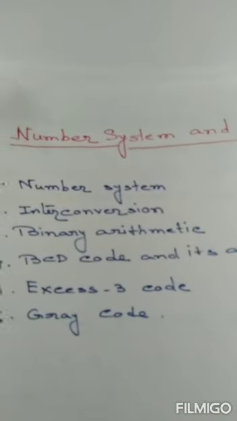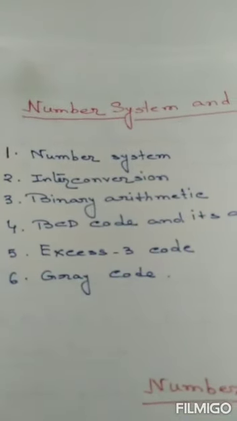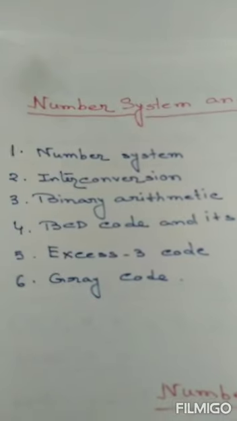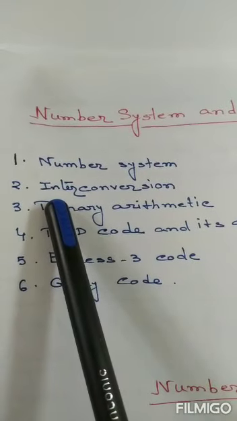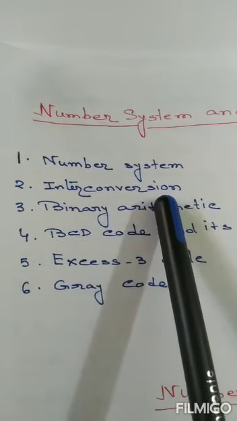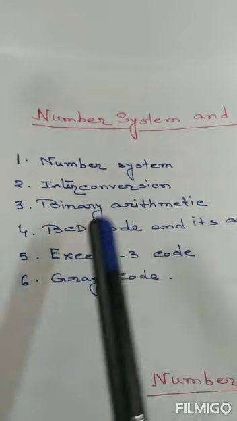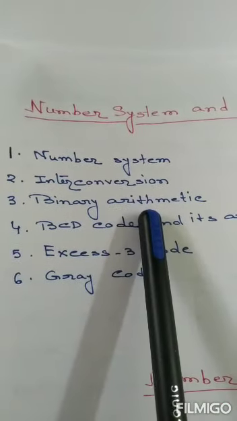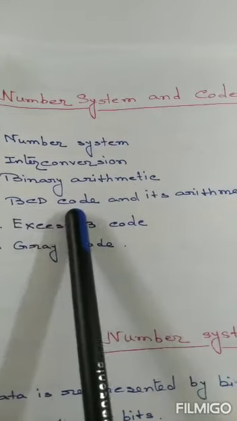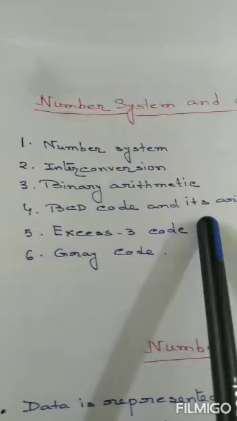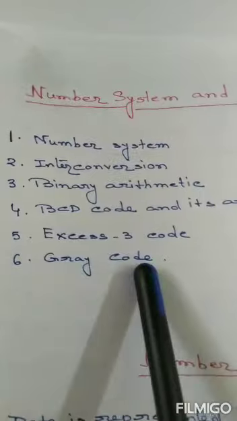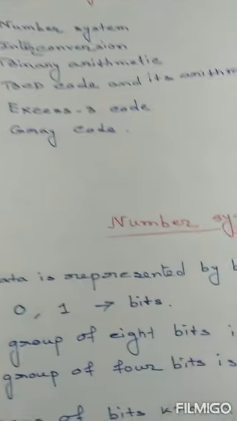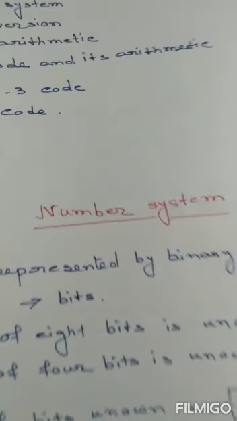Today's topic is number system and codes. In this session, we will first discuss the number system. What is a number system? Then interconversions of different number systems. After that, binary arithmetic. Then BCD code and its arithmetic, then XS3 code, and the last part is Gray code. So first, let's start with the number system.